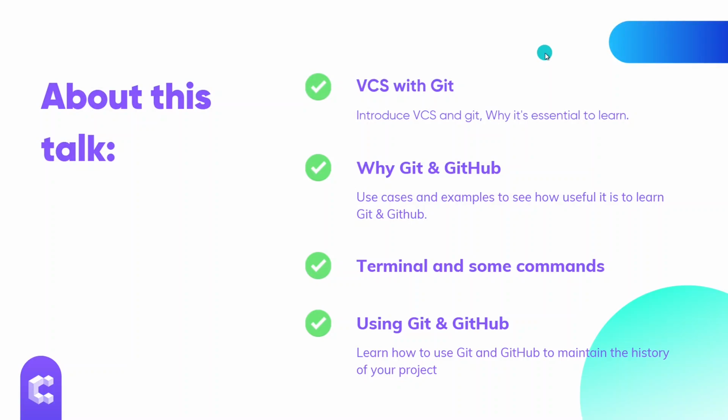In this talk we're going to introduce Git and see why it's so essential to learn. We are going to see some use cases and examples to see how useful it is to learn Git and GitHub. We are going to talk about the terminal and discover some useful commands. Then we are going to start learning how to use Git and GitHub to maintain the history of our project.